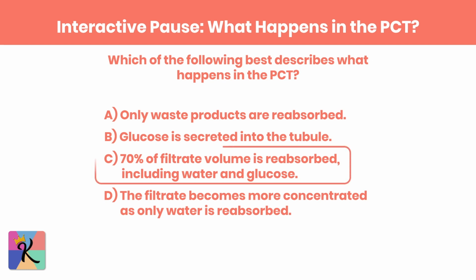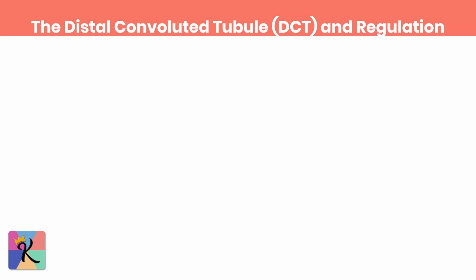The correct answer is C. 70% of filtrate volume is reabsorbed, including water and glucose. Both solutes and water are recovered in this region, ensuring the body retains essential substances.